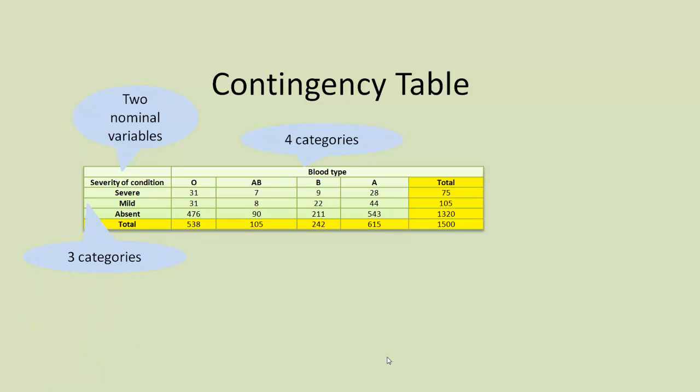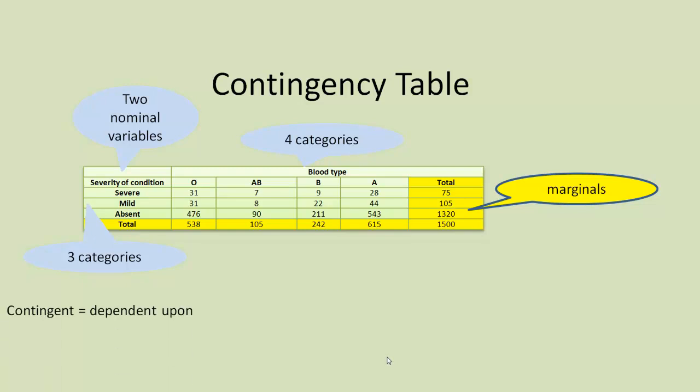condition variable. We also have these values along the side, which are the marginal values, the totals for the columns and rows. This is an important aspect of a contingency table because the word contingent or contingency means dependent upon, and a contingency table actually means we're assuming that the inner cell values are contingent upon the marginals. So we're saying that we can calculate our individual cell values from those totals.